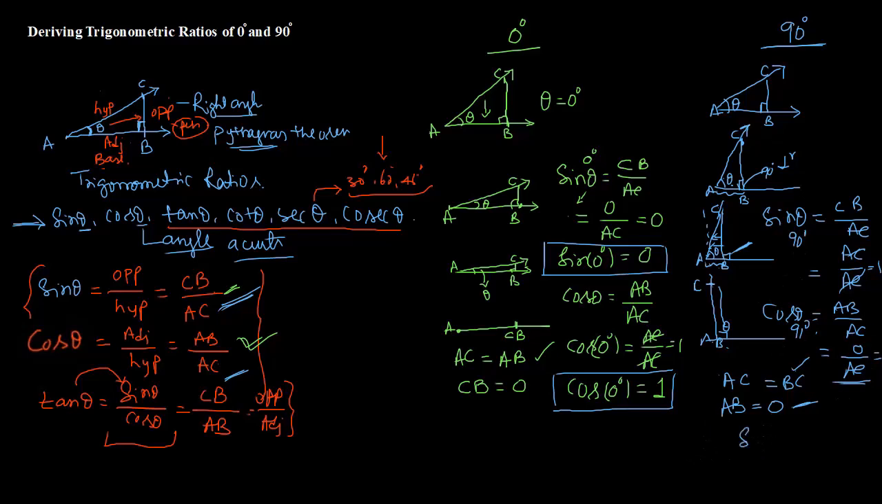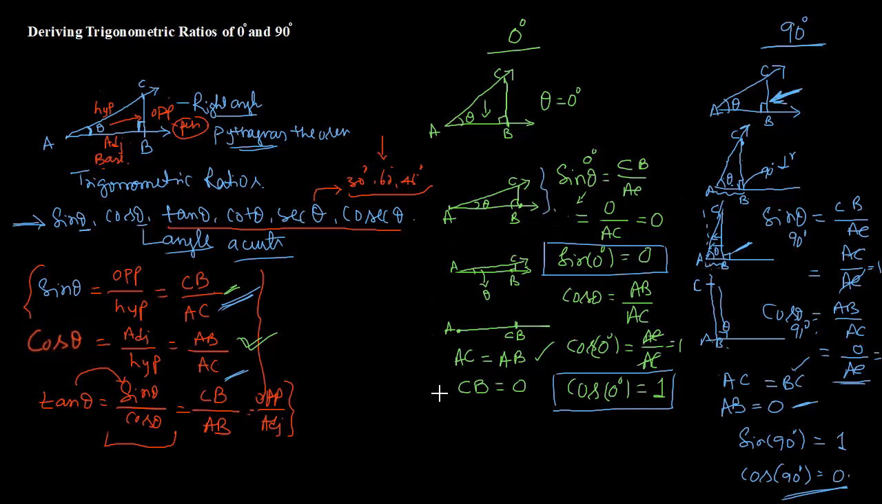So sin 90 is actually going to be 1, and cos 90 is actually going to be 0. Understand how this line starts moving towards AC, and that perpendicular stays as is, nothing changes in that. That keeps moving. At one point of time they both lie on the same line, and AB vanishes here, and in this case CB vanishes here.